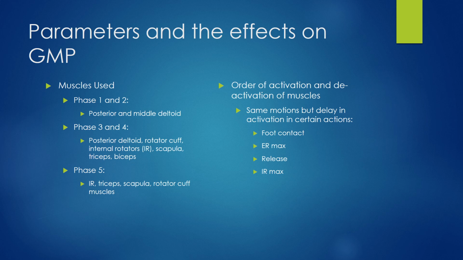So the parameters and the effects on GMP. Here we will be discussing 4 different parameters. The first 2 being muscles used and the order of activation and deactivation of the muscles. It's important to note that in phase 1 and 2, which is the wind-up / stride and the cocking phases, the primary muscles that are activated in both the throwing of the baseball and throwing of the football are the posterior and middle deltoid.